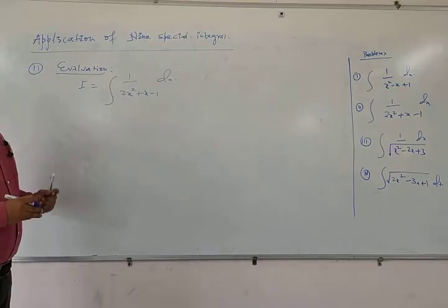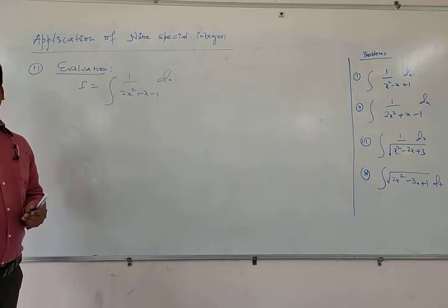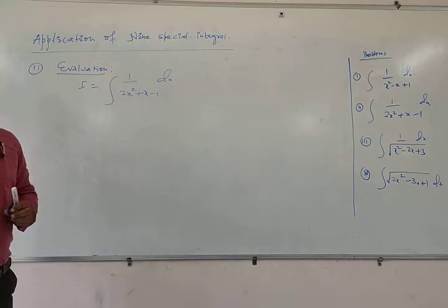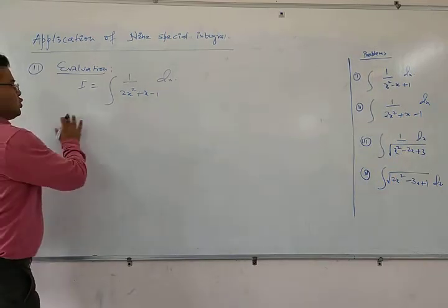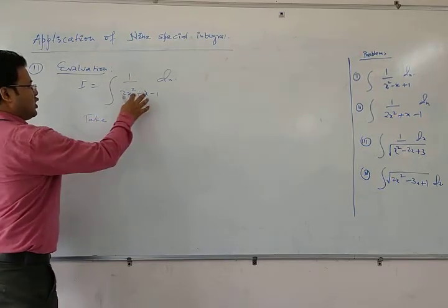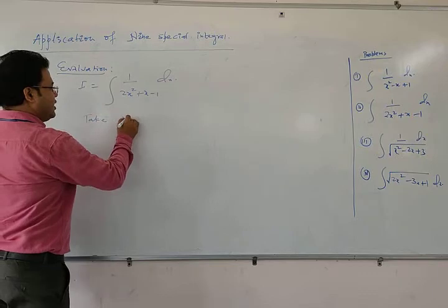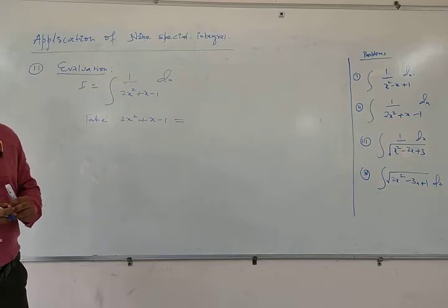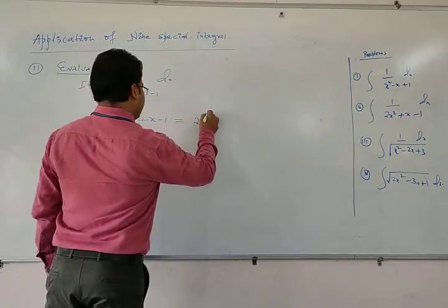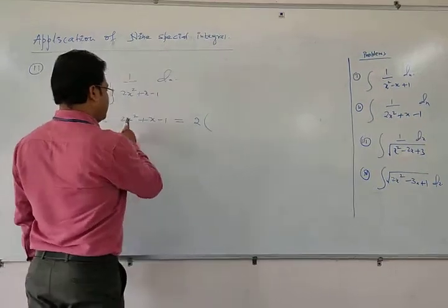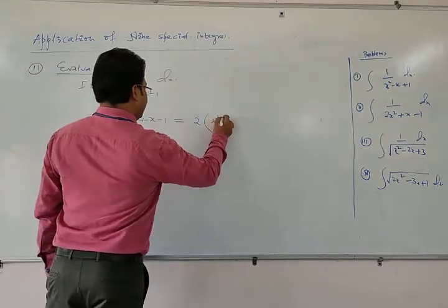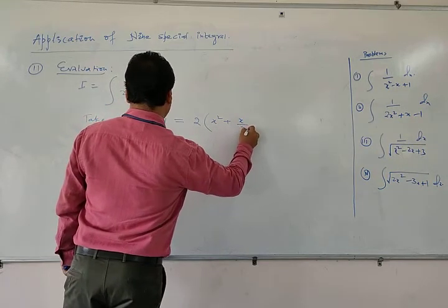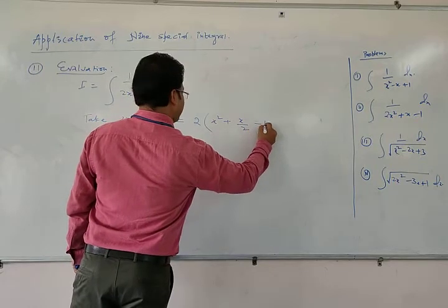Hello students, the second question is just like number 1. So this integral is also solved like number 1. So here you can see, first of all we take this quadratic expression, 2x square plus x minus 1, and make it as a sum of two perfect squares. So we can take 2 common, it becomes x square plus x by 2 minus 1 by 2.